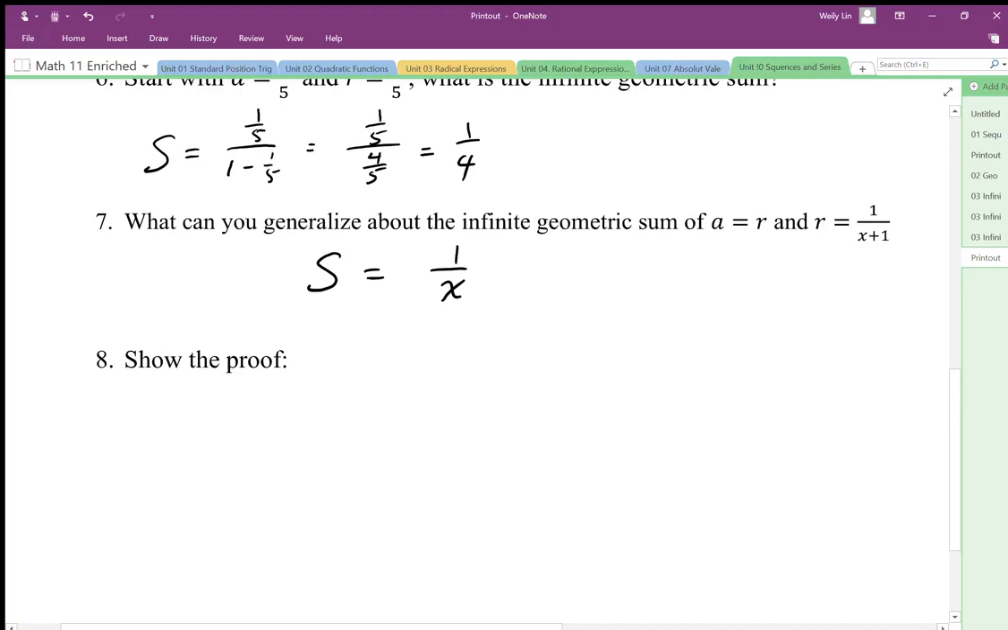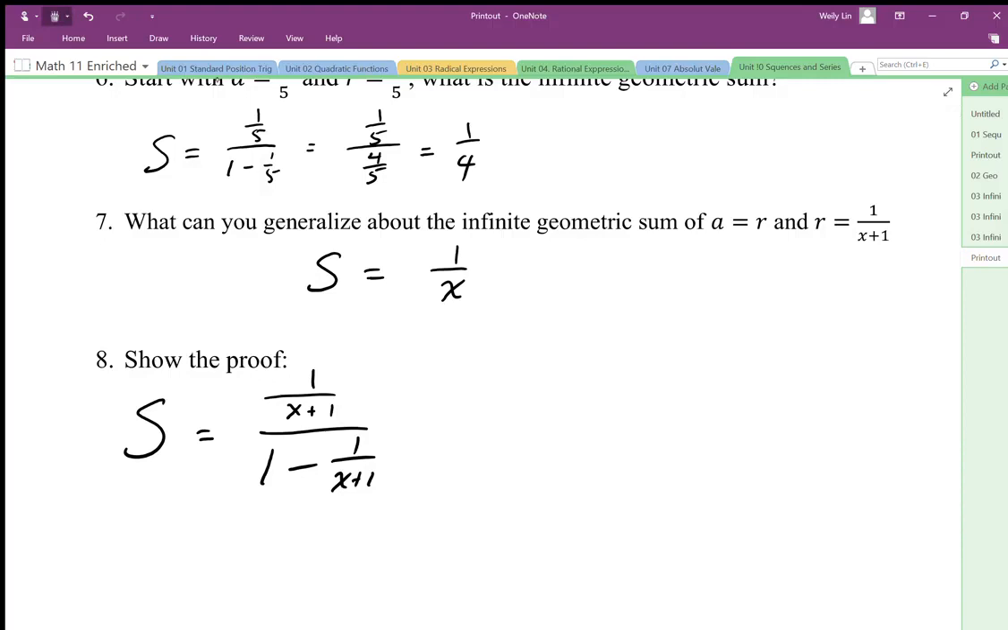And we can prove this very easily by just substituting into the formula. If I have 1 over x plus 1 as my a value, and my r value is that same amount, 1 over x plus 1, I can simplify this. So I'm going to multiply the top and bottom by x plus 1 over x plus 1.